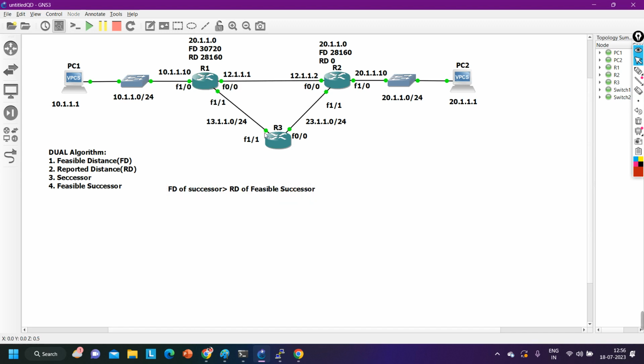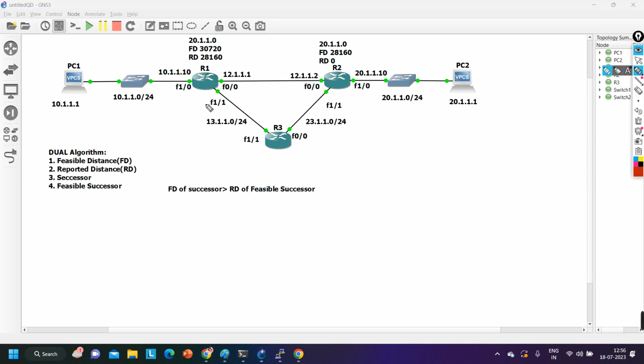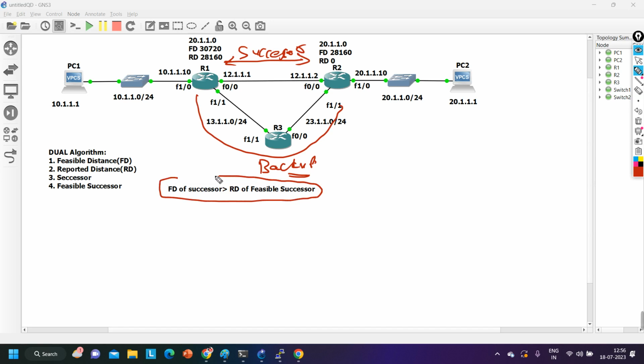Now this path is my feasible successor. Let's say this path is the feasible successor and this path is the successor, meaning this path is the best path and this path is the backup path. But we are not able to see the backup path in the EIGRP topology table. That means this feasibility condition is not matching.